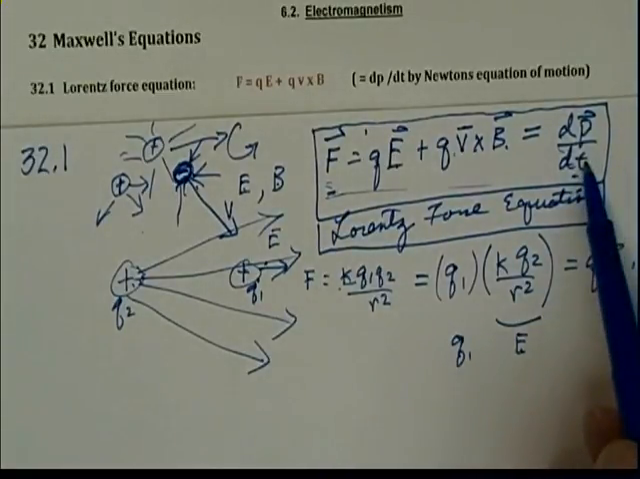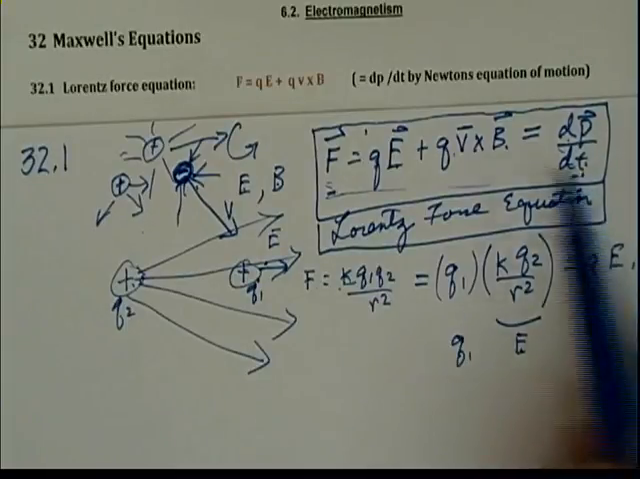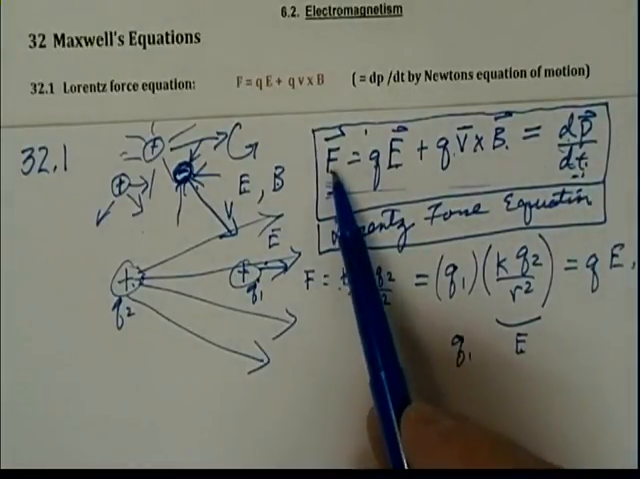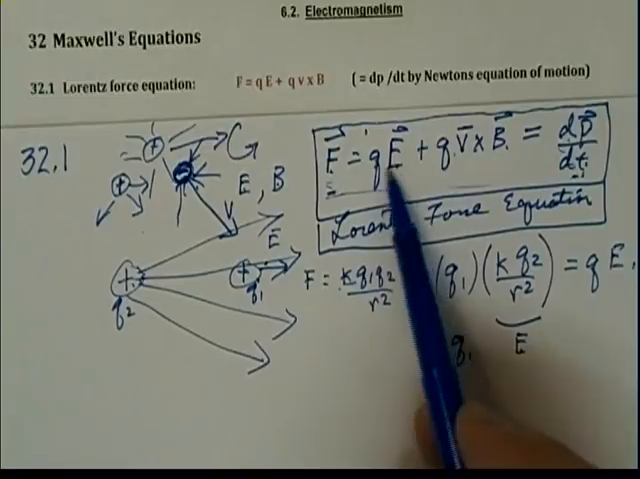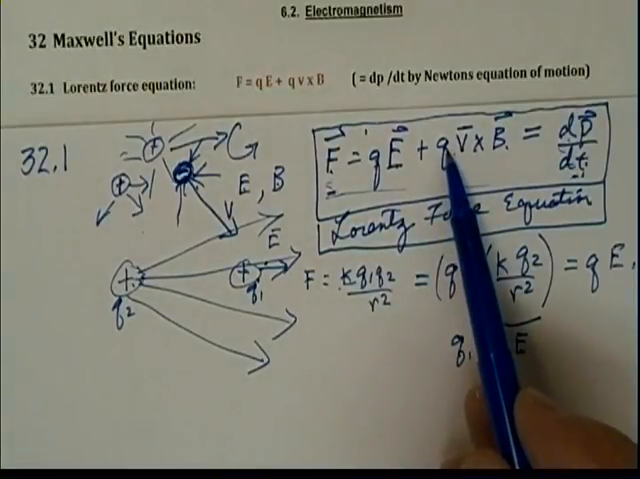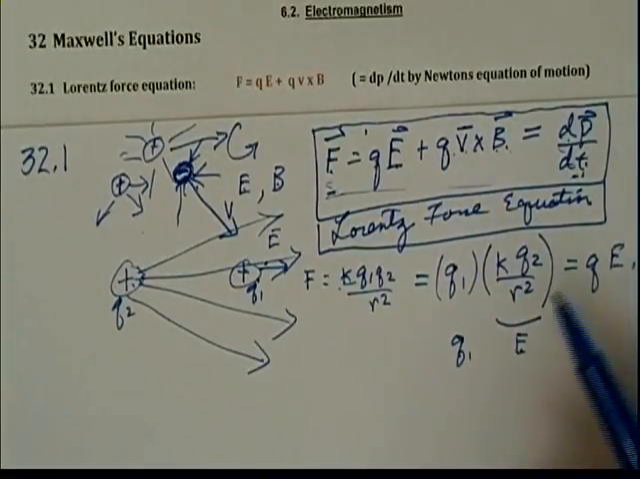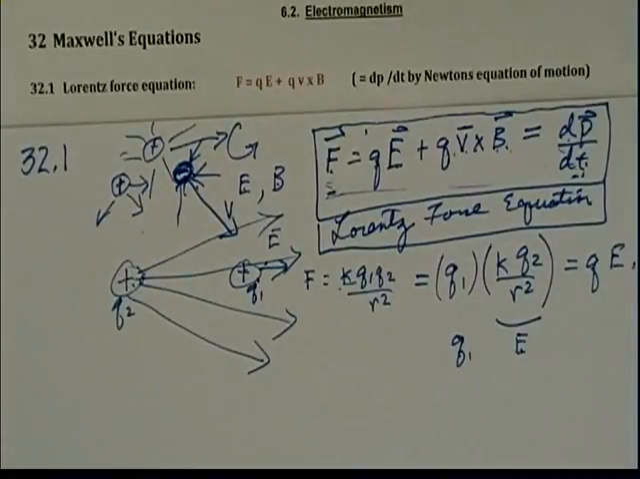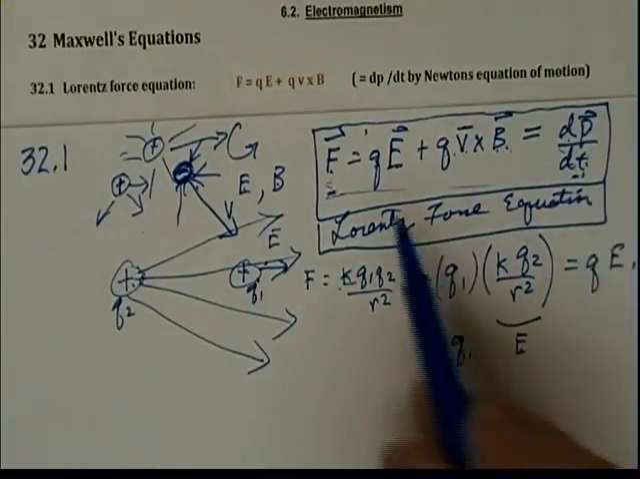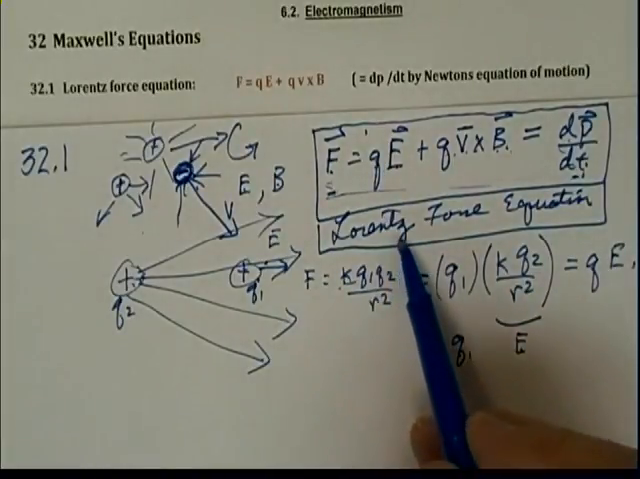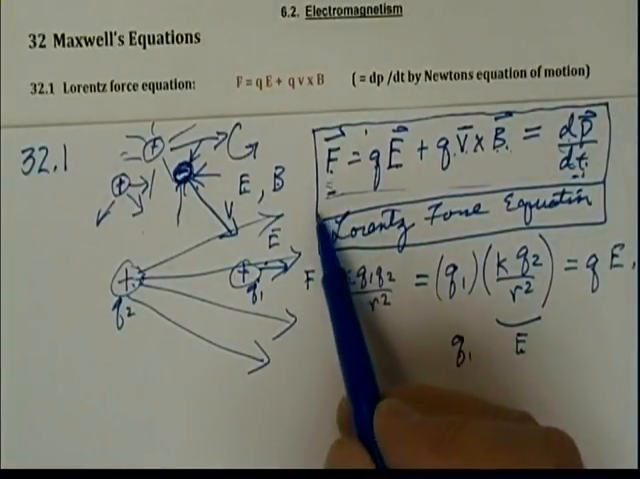So dp dt, the time rate of change of momentum, is always equal to the force by Newton's second law, and by electromagnetism, that force is equal to Q times E plus Q V cross B. From this, we can find the force and thereby the change in momentum of any particle that has a charge Q and is moving in an electric and magnetic field.